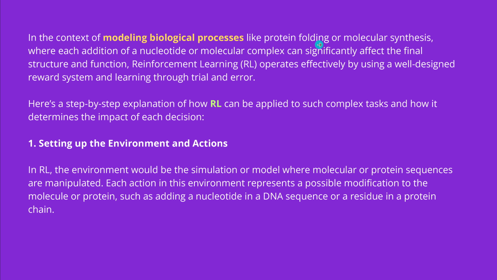If you do something like protein folding or molecular synthesis, where each addition of a nucleotide or a molecular complex can significantly affect the final three-dimensional structure and the function and the symmetries and the chemical abilities of your cluster, reinforcement learning now operates effectively by using here a well-defined reward system and learning through trial and error. It really learns by the feedback from the environment. Is this a potential three-dimensional structure with this added chemical compound molecules, yes or no? So therefore, how do we do this?